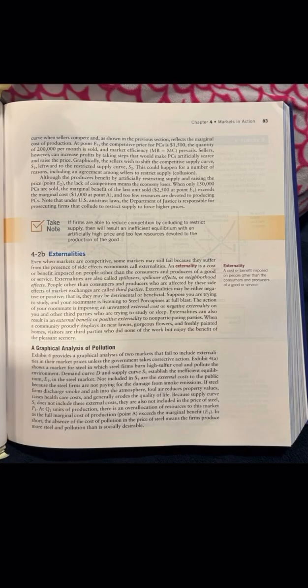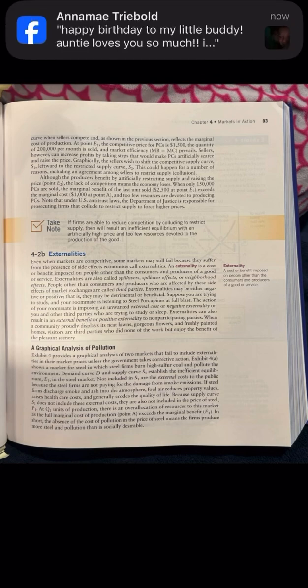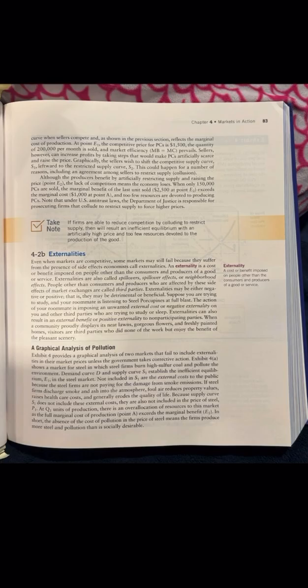If steel firms discharge smoke and ash into the environment, foul air reduces property values, raises healthcare costs, and generally erodes the quality of life. Because supply curve S1 does not include the external costs, they are also not included in the price of steel, at Q1. At Q1 units of production, there's an over-allocation of resources to this market, as the marginal cost of production, point A, exceeds the marginal benefit, E1. In short, the absence of the cost of pollution in the price of steel means that firms produce more steel and pollution than socially desirable.